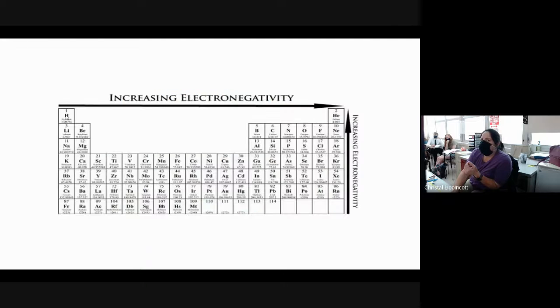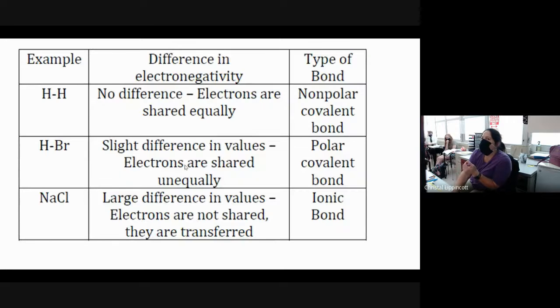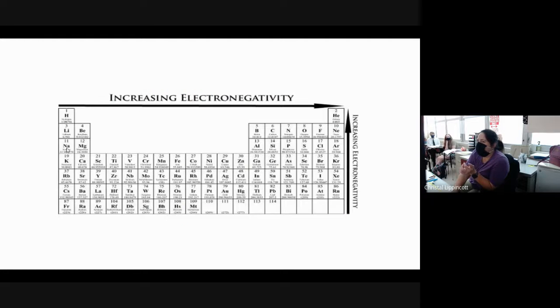HBr, H is here, Br is way over here. There's not a huge difference in those. I'd have to look up the value for Br, but it's not a huge difference. There's some, so you're going to have a polar covalent, and we'll actually get into the values for these. And I'll have you memorize a few of these, not many. And then a very large difference in those electronegativities, you're going to have ionic.